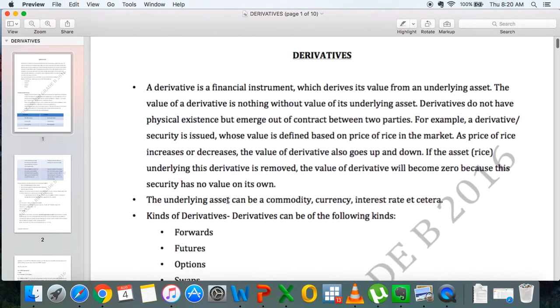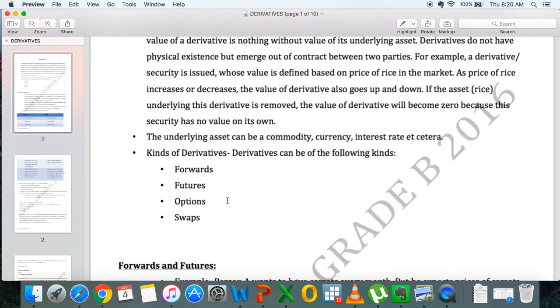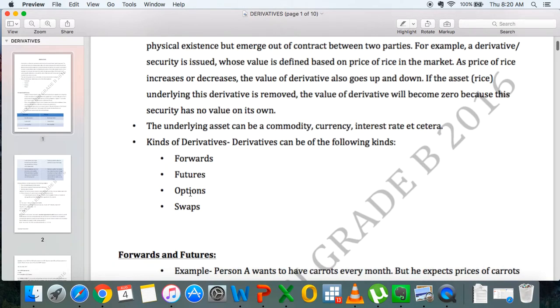Okay. So there are different kinds of derivatives: forwards, futures, options and swaps. These are the four major kinds of derivatives that are there in the market. Now, forwards and futures are very similar, in fact fundamentally the same. There are only minor differences between these two. Options is a whole new category and so is swaps.